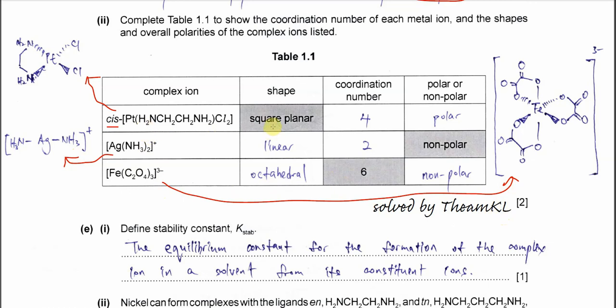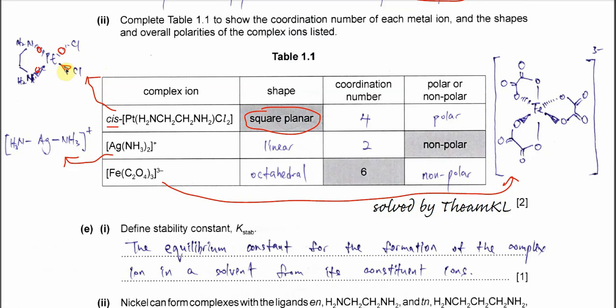Now for this, the shape for the complex ion, the first one already given is square planar, so it must look like this. So it's cis, right? And coordination number is 4 because there are 4 dative bonds here, 1, 2, 3, 4. And of course, this is polar.